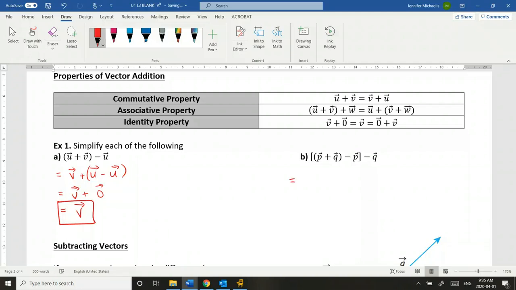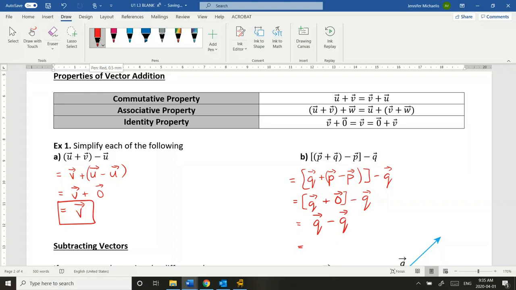Okay, and then same idea here. We're just going to rearrange a little bit. So I'm going to use the associative property to group things differently here. So we'll do vector p minus p, similar to what we did in the last question. That will give us the zero vector. And we know from our identity property that any vector plus the zero vector is just itself. And then we have two vectors that are opposite to one another. Vector q subtract vector q, or added with the opposite vector, is equal to the zero vector.